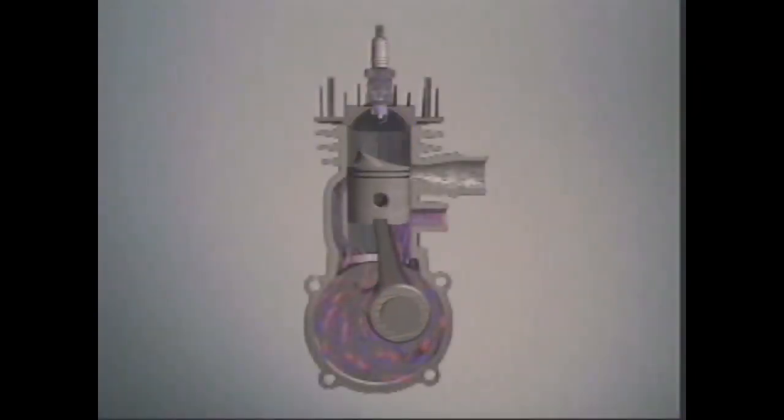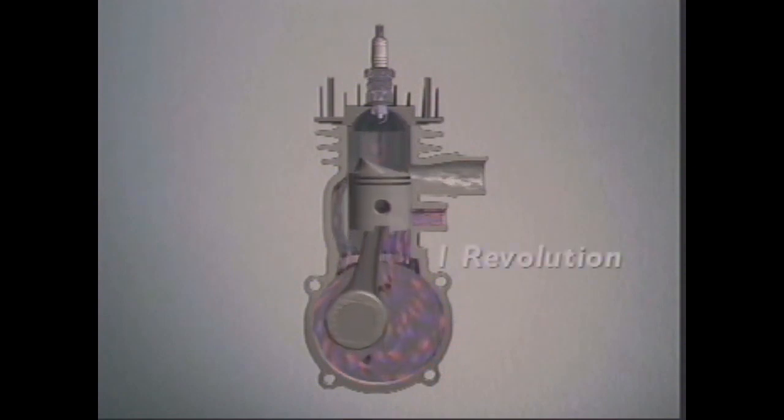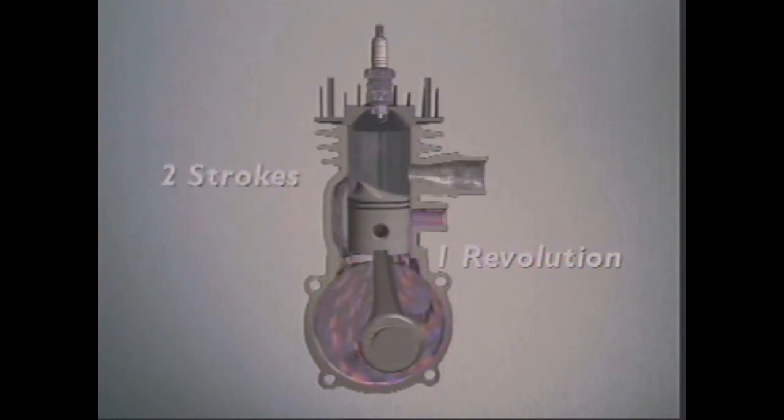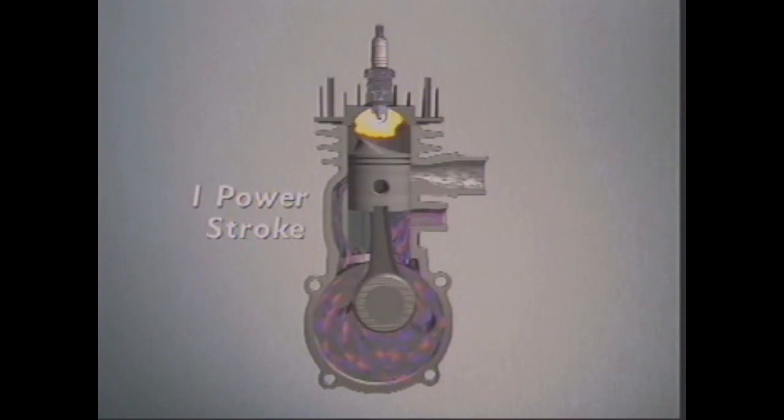In one 2-stroke cycle, the crankshaft does 1 revolution. In that 1 revolution, how many strokes does the piston do? 2 strokes. Out of those 2 strokes, how many actually produce power? In a 2-stroke cycle, only 1 stroke delivers energy to the crankshaft.